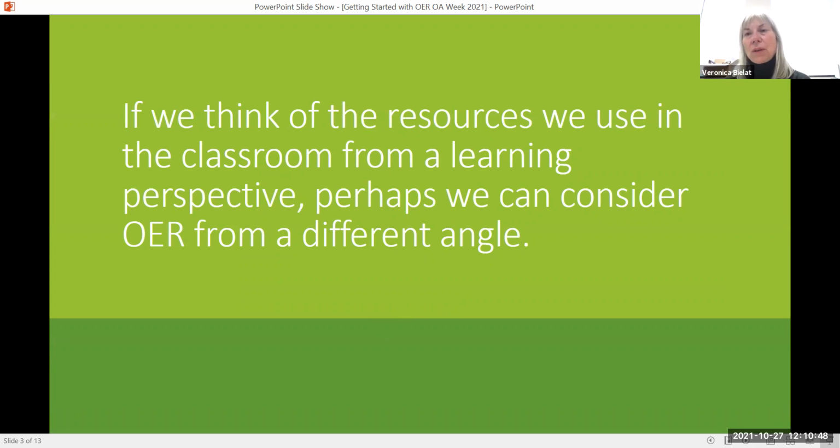And we do think of open educational resources a lot of times in terms of cost savings. But what if we think of them from a different perspective? What if we think of the resources that we use in the classroom from a learning perspective and think about considering open educational resources for our classrooms from a different angle?